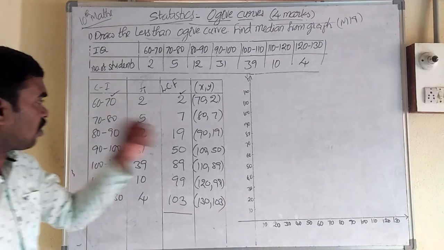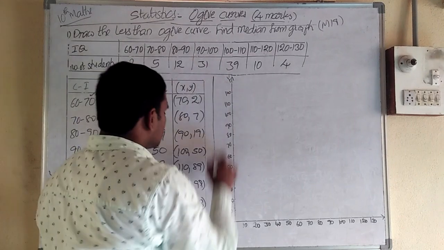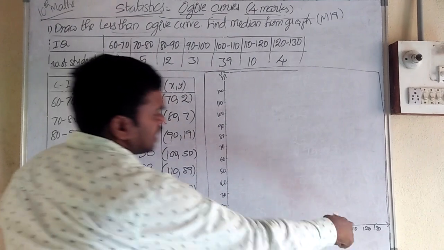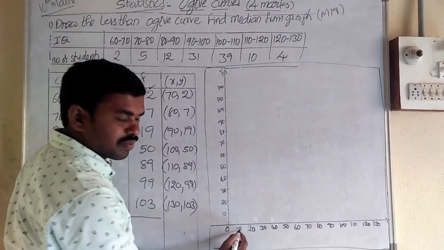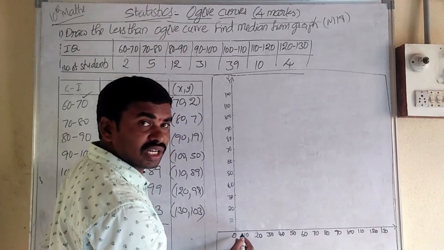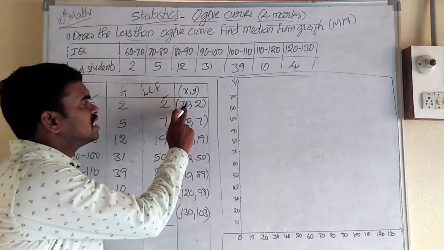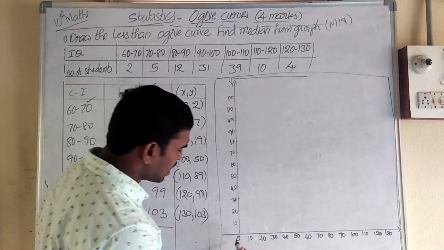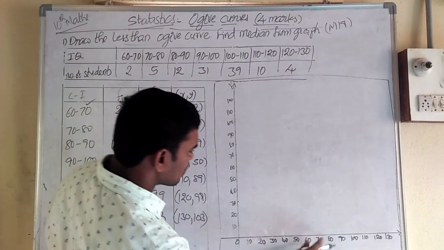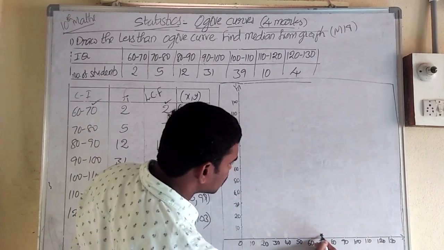Okay? Now I'm taking the graph. All are positive terms, so the graph will be in the first quadrant. Suppose like this is the graph sheet. In that we can write 0. I'm taking 10, 20, 30, 40, 50, and so on. For each centimeter I have taken 10 units, and here also 10 units. What is the first point? 70 comma 2. Where is 70 on the x-axis? Here, 70. On the y-axis 2. So this is 70 comma 2.